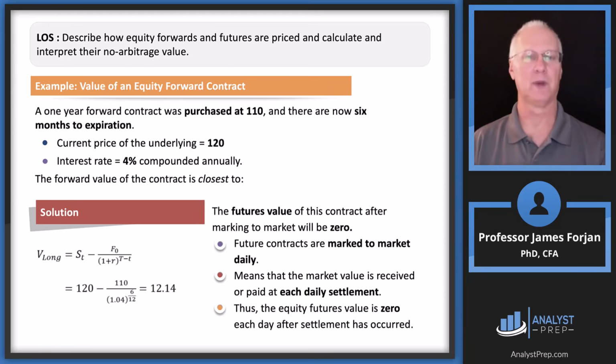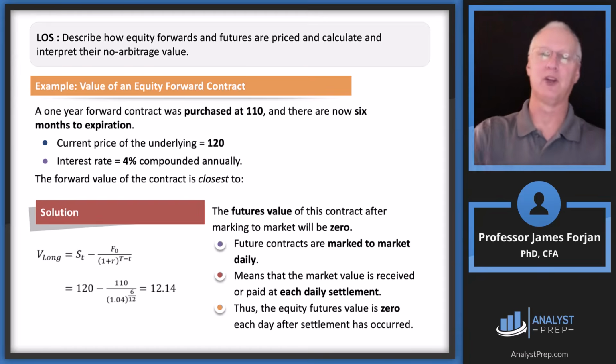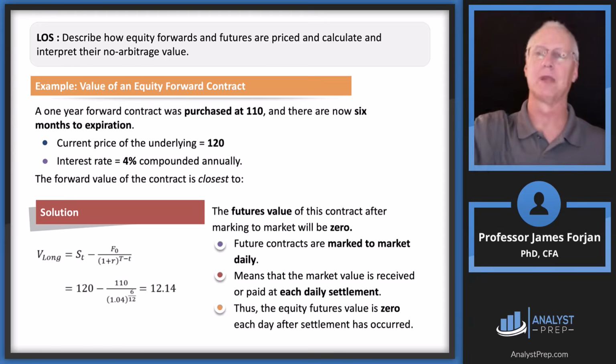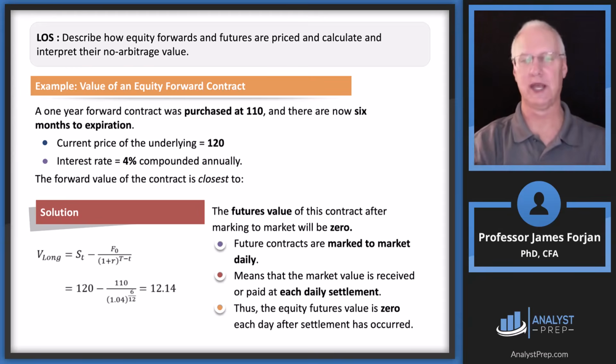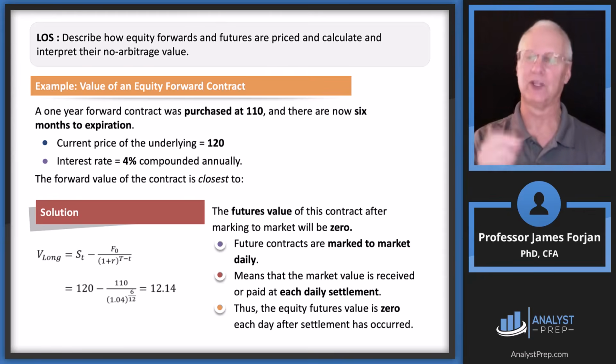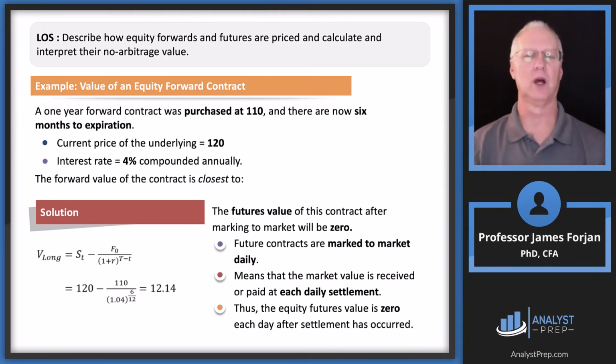So we're going to take that current spot price, the current price of the underlying, which is 120, minus the present value. Remember, we agreed to trade at 110 at the end of 1 year. Now we have 6 months to go. So we're going to take the present value of that 110 at the 4%, but now we have just 6 months to expiration. So once again, 1.04 raised to the 6/12. And that's the value of the long position, right? We purchased at 110, price went up, so the long position has to have benefited.